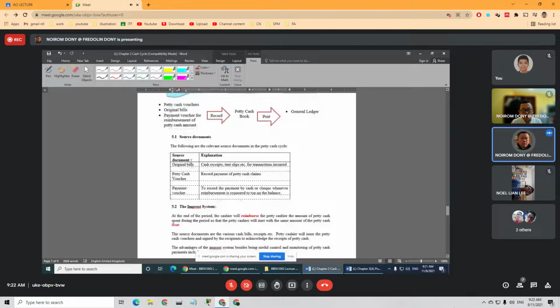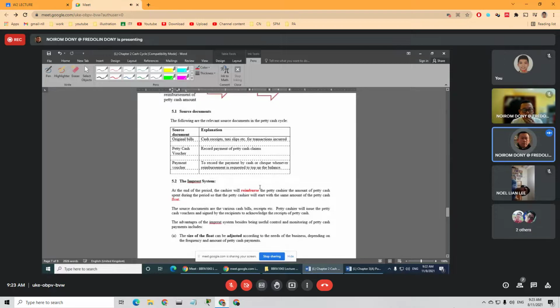So you have gone through these original bills, meaning referring to the cash received, taxes split, or transaction incurred. Petty cash voucher, this one is the record of payment of petty cash claim. Okay, it must be supported with original bill. Payment voucher, the record of payment by cash or by check whenever a reimbursement is requested to top up the balance.